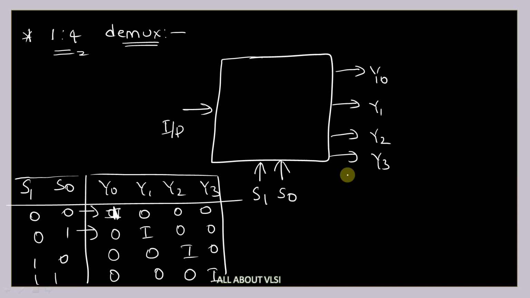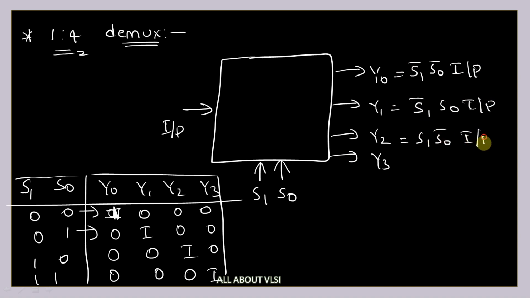Coming to the equations of your outputs, these are again the same. y0 will be equal to s1 bar into s0 bar into input, and y1 will be equal to s1 bar s0 into input, and this is s1 s0 bar into input, and this is s1 s0 into the input. So this is how we frame the equations of the 1 cross 4 demultiplexer.